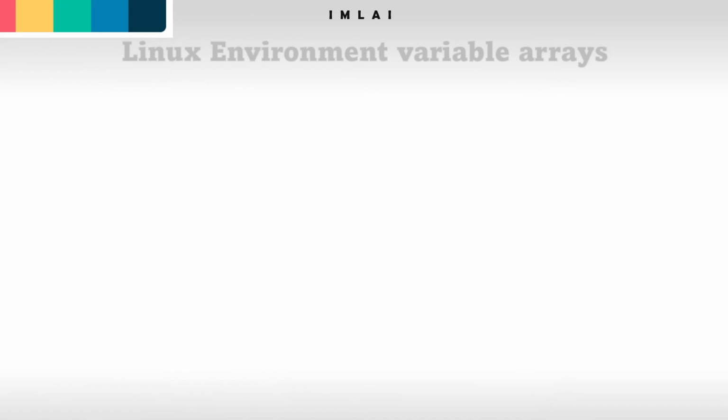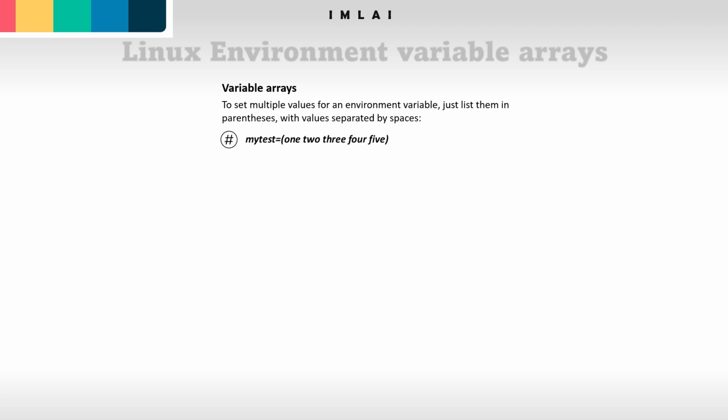Okay, so now let's learn about variable arrays. A really cool feature of environment variables is that they can be used as arrays. An array is a variable that can hold multiple values. So values can be referenced either individually or as a whole for the entire array. To set multiple values for the environment variable, just list them in parentheses with values separated by spaces. This is one way. Let's do it.